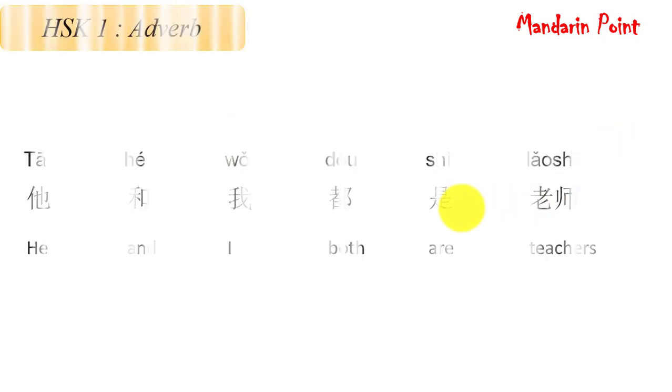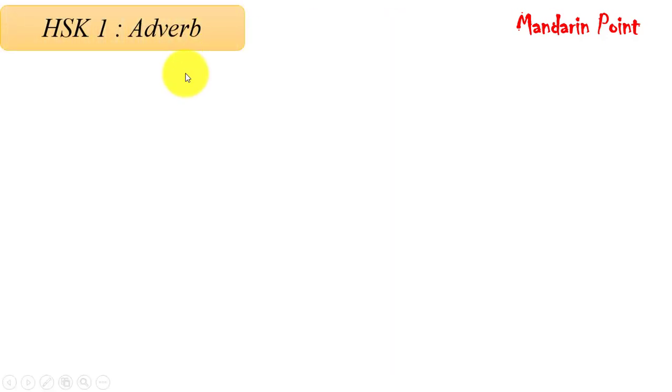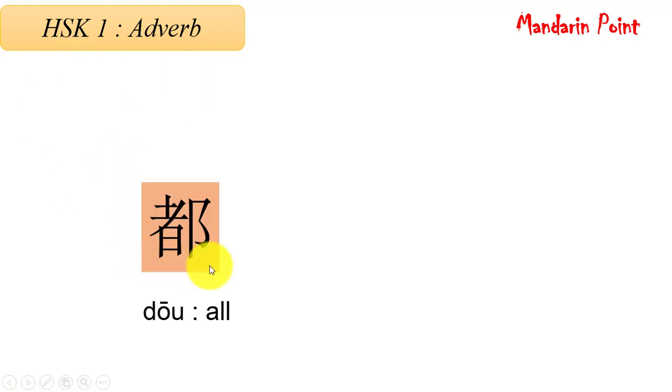The next one is adverb. Adverbs basically are those words or phrases that modify or qualify an adjective, verb or other adverb. For example, here we have dou, meaning all. Let's decompose it into its basic elements.